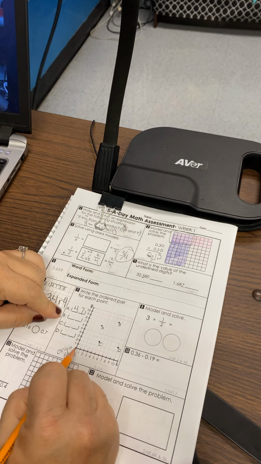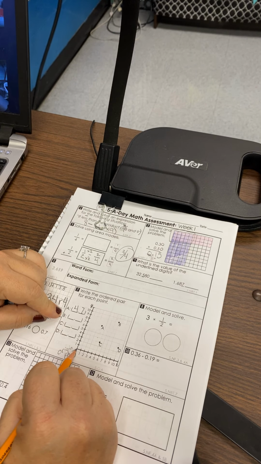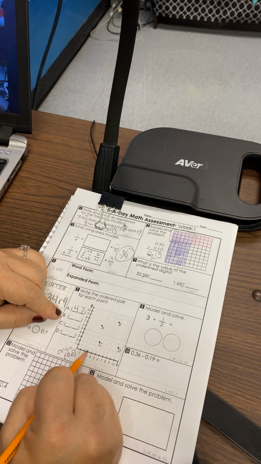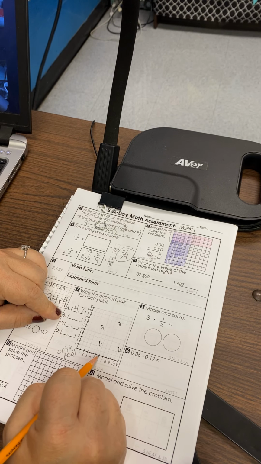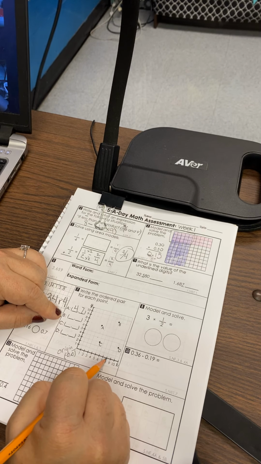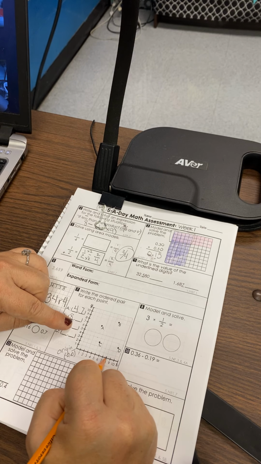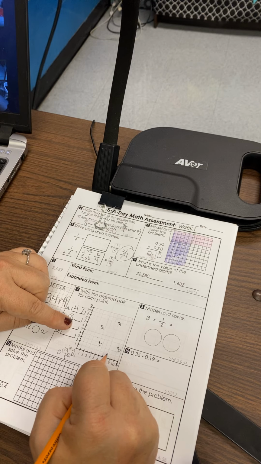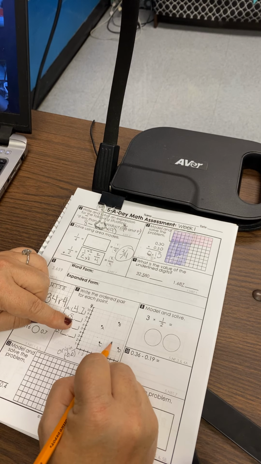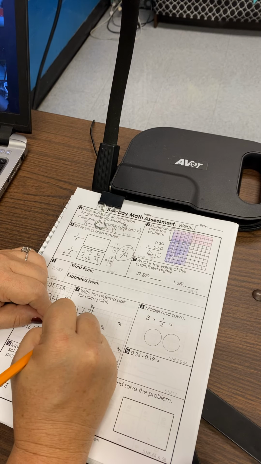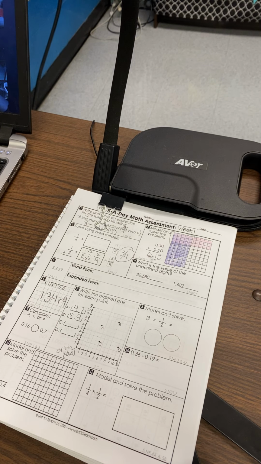All right, B. Ready to do B? Again, you start at origin, and we're going to go to the left. Nope, we're going to go to the right. 1, 2, 3, 4, 5, 6, 7, 8. So my first number is an 8. My comma tells me to change direction, and I'm going to go up. 1, 2, 3, 4, 5, 6, 7, 8, 9. So my Y is a 9.